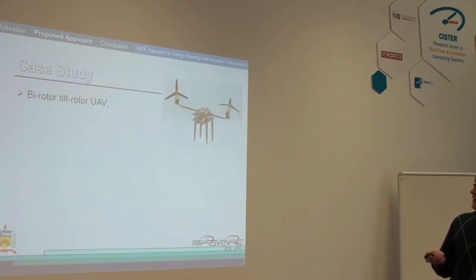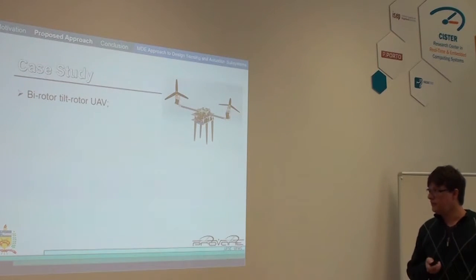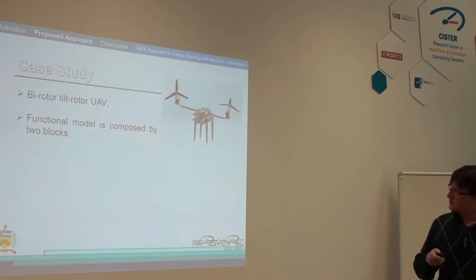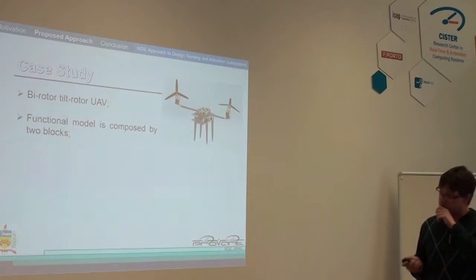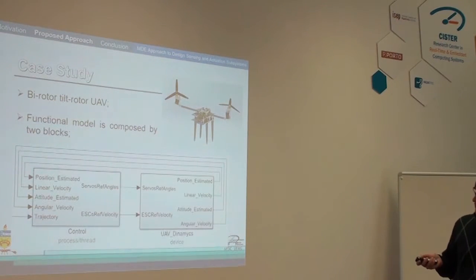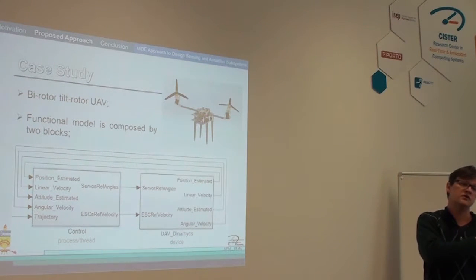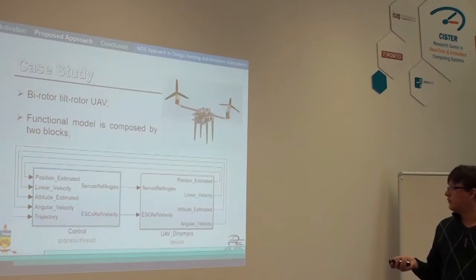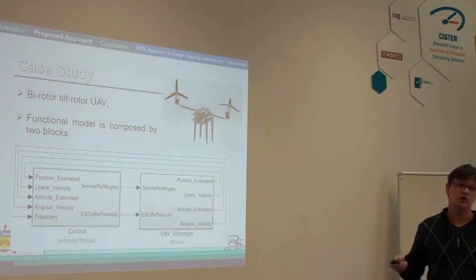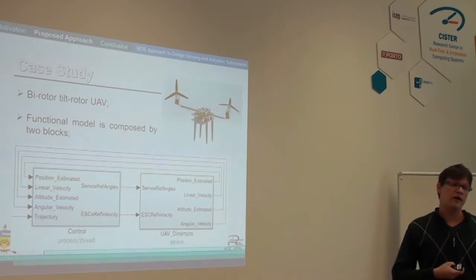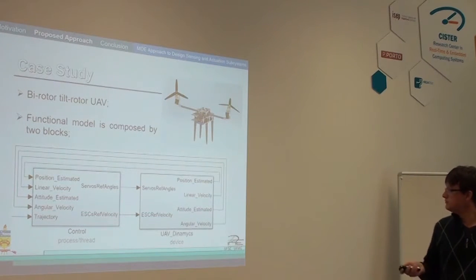So we use a birotary UAV as a case study. The functional model is composed of two blocks: the control approach and the UAV dynamics. We needed to put some marks on these blocks, because the transformation by Passarini requires that we mark these blocks to apply the transformation in the tool.